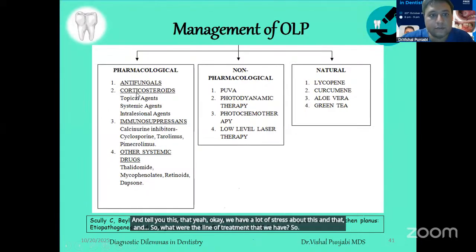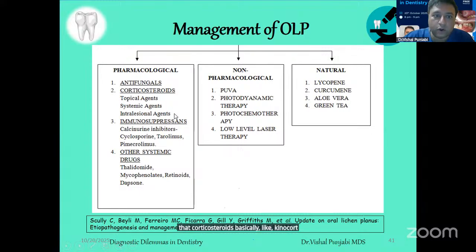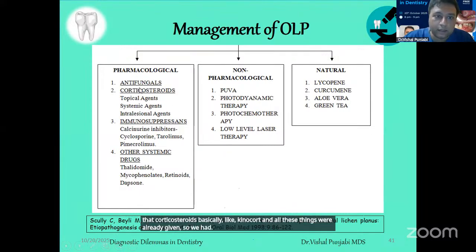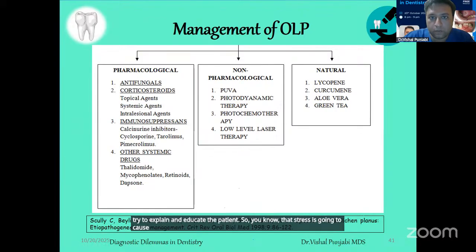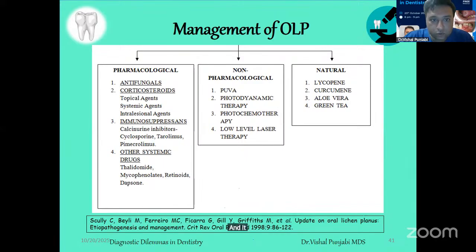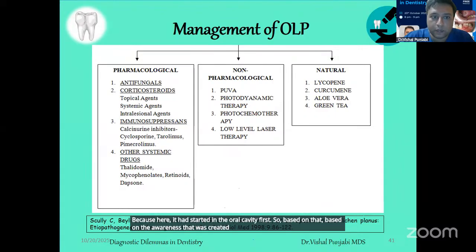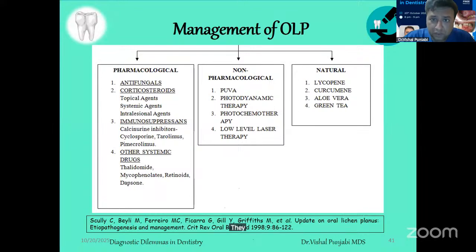So in certain cases where corticosteroids were already given, the patient had given the history that corticosteroids, like Kenacort and all these things, were already given. So we had taken another approach where we did the stress management as well with the patient. We tried to explain and educate the patient that stress is going to cause this particular problem and it is going to worsen. And it can also be that you will start getting lesions on your skin, because here it had started in the oral cavity first. So based on the awareness that was created for this particular patient, they could follow up well with us.